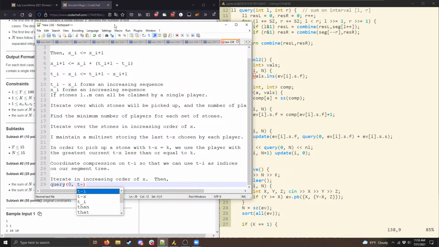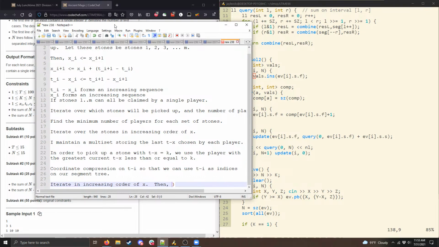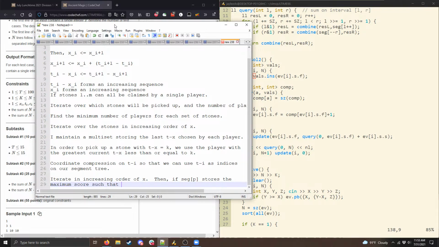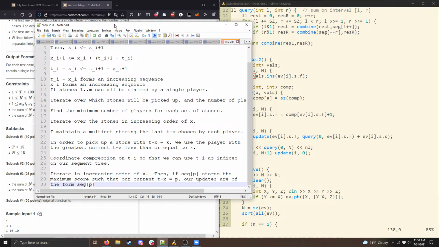Query, if the position p on our segment tree stores the maximum score such that our current t minus x is equal to p, our updates are of the form seg of p is equal to query 0 to p plus the value of our current stone. And so this becomes a fairly classical segment tree DP problem.